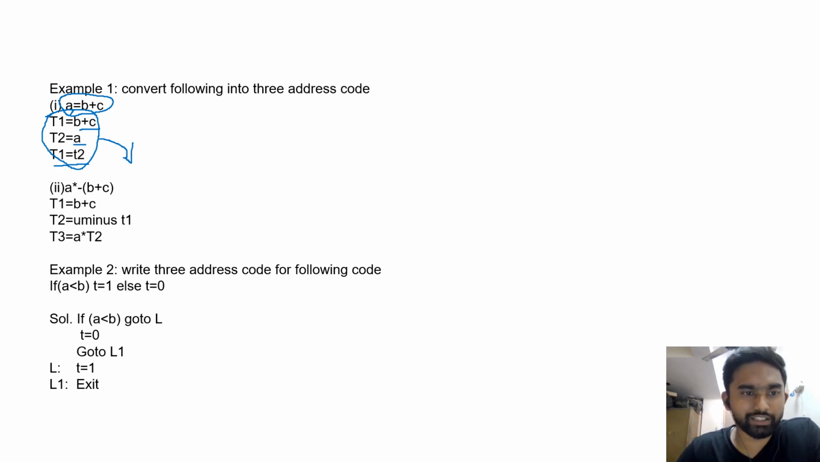Now we will see another example, a * -(b + c). Similar to the previous one, we store the value of b + c in variable t1, the unary minus of t1 in variable t2, and we compute the value of a times t2 in variable t3. So in this way we have again converted this source code into 3 address code. I hope you understand this.